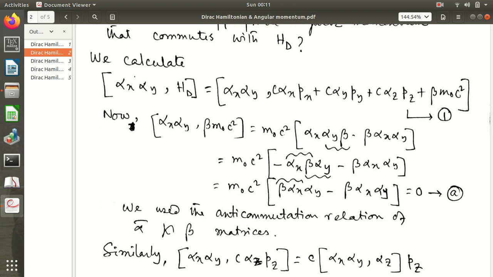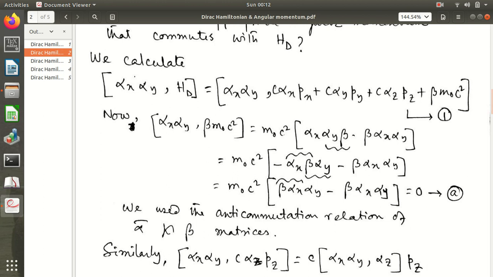because you know beta anti-commutes with alpha y. Alpha y beta plus beta alpha y equal to 0. So alpha y beta equal to minus beta alpha y. You know this. And then you pick this term, alpha x beta equal to minus beta alpha x. So this minus sign is absorbed here, becomes plus, and finally it becomes m naught c square beta alpha x alpha y minus beta alpha x alpha y equals 0.